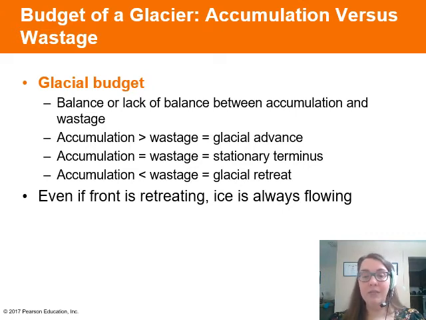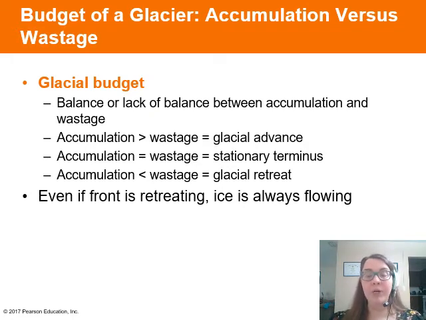But we can also see a situation where the amount of accumulation of snow turning into ice is going to equal the amount of ice that wastes away. This means that every year the amount of snow that's being deposited and the amount of ice melting is just going to equal each other out. So this means that the base of that glacier is going to be stationary. So we just call this a stationary terminus, where terminus is the end of the glacier. It's not truly melting or growing.